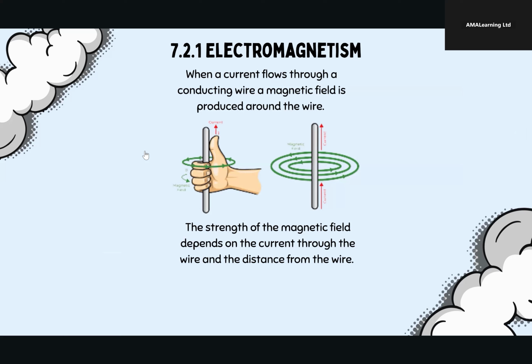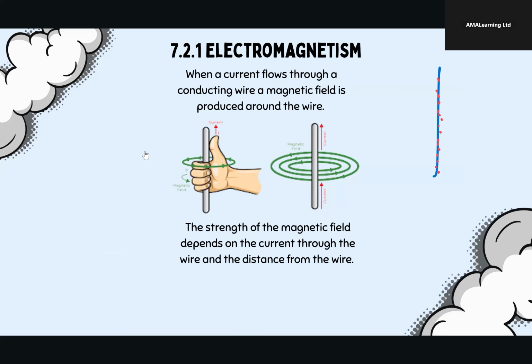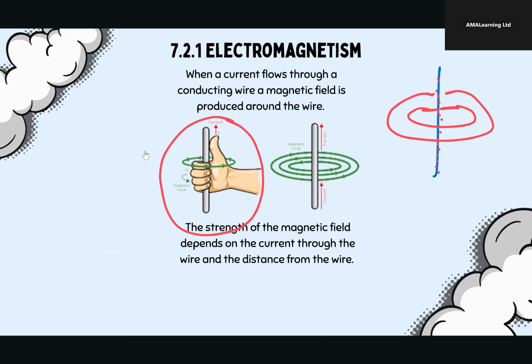So what we need to understand here is that when a current flows through a conducting wire, so here we've got a current flowing through a conducting wire. When we say current, what do we actually mean? We mean the flow of electrons. So we've got electrons flowing through. When current flows through an electric wire, it automatically produces a magnetic field. And you know which way the magnetic field is going based on this right-hand rule.